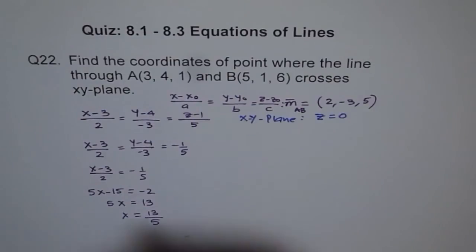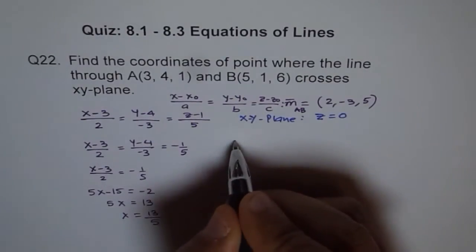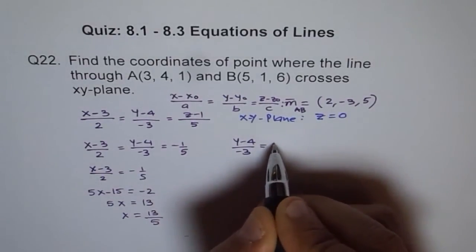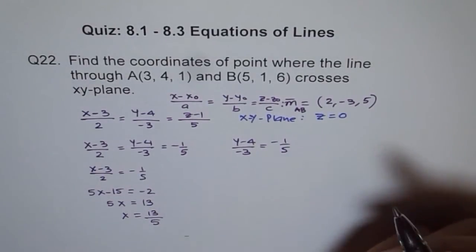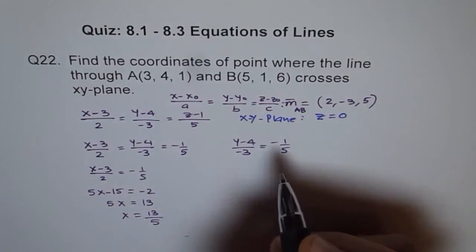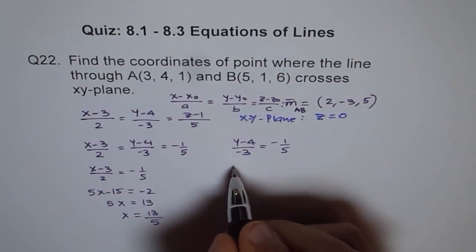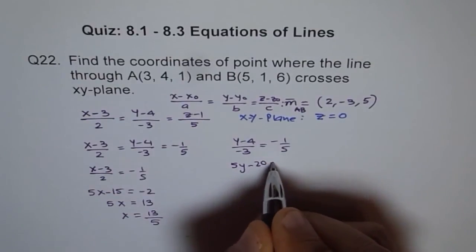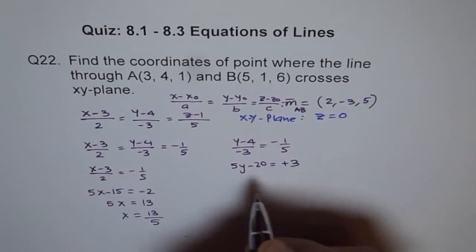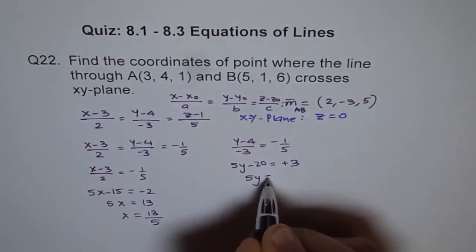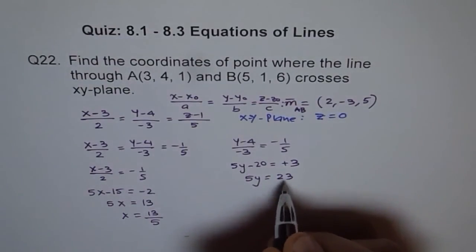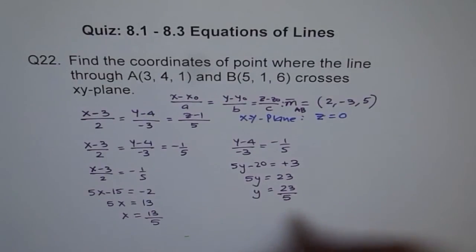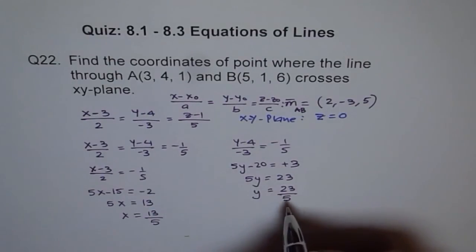And how do you find the y coordinate? So we say (y minus 4) over minus 3 is equal to minus 1 over 5, correct? So we can cross multiply this. So you get 5y minus 20 equals plus 3, correct? So we get 5y equals 23, and y equals 23 over 5. So we got the x and y values, right?